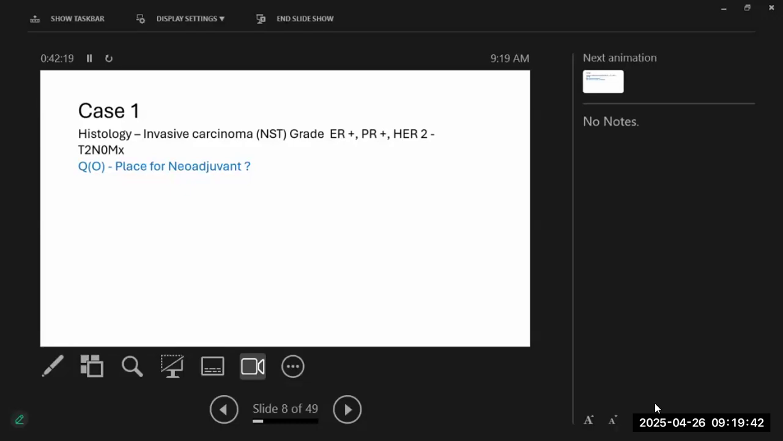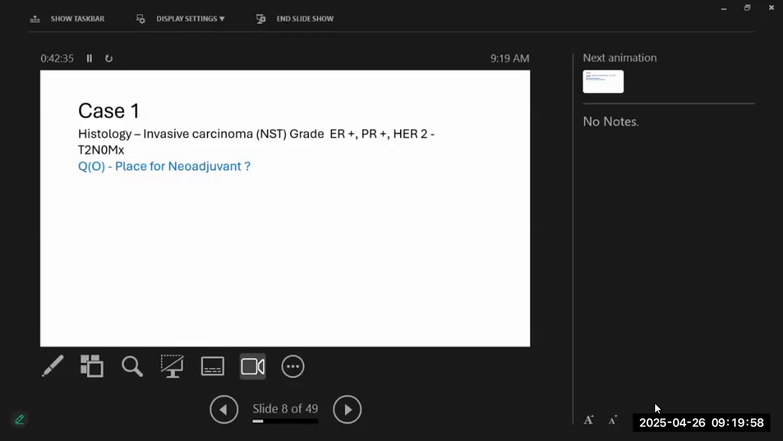So here, this is grade. Grading I have not mentioned, so I assume this is grade 1 or 2. Yeah. Then there are no definitive indications for chemo.